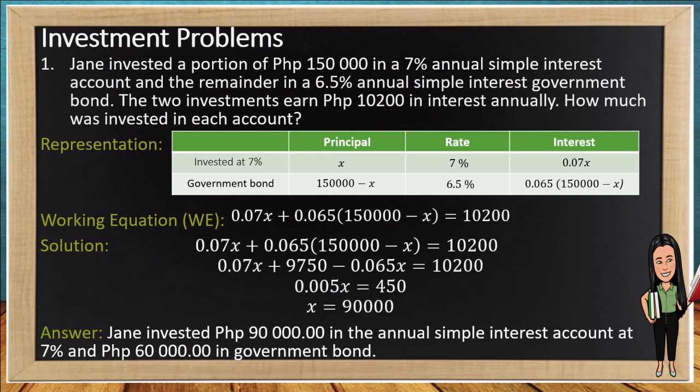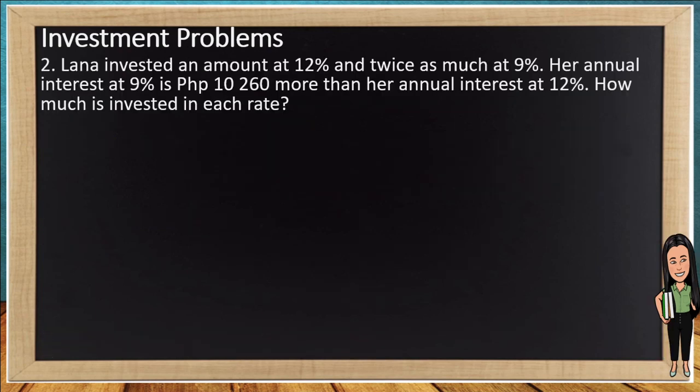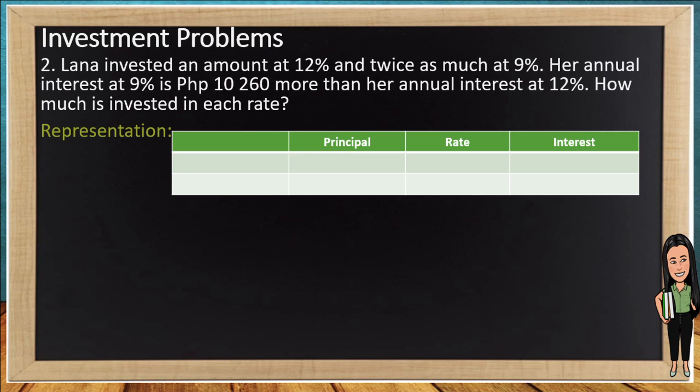Sige, let's have another example. Lana invested an amount at 12% and twice as much at 9%. Her annual interest at 9% is 10,260 more than her annual interest at 12%. How much is invested in each rate? Okay. Gawa natin ng table and let us represent yung principal amount, rate, and interest. There are two investments made by Lana. One is 12%, the other one is 9%.